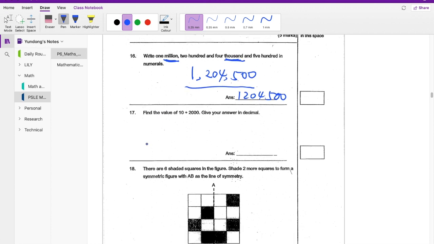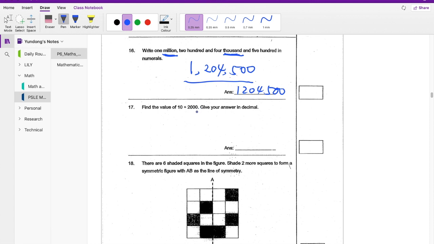Then for question 70, find the value of 10 divided by 2000, give the answer as a decimal. 10 divided by 2000 is 1 divided by 200. So let's divide. 0 point, cannot divide. At 0, still cannot. 100 still cannot divide by 200. Another one, 1000 can divide by 200. So the answer is 0.005.